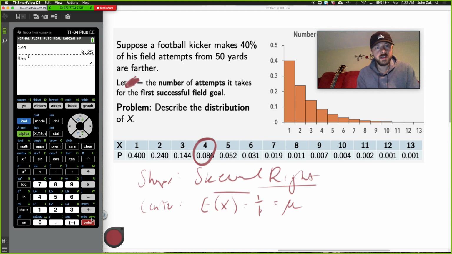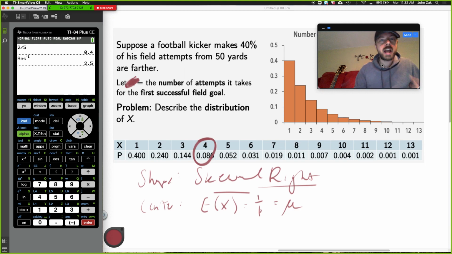Did I do 1 divided? I said 40% is 1/4. What am I even thinking? Well, 40% is 2/5. I'm just being silly. 2/5, which is 0.4, then the reciprocal of that is 2.5, which would mean on average, it should take me 2.5 attempts to have the very first time that I'll actually kick a field goal if I was this kicker. And so that's our center. It's always going to be 1 over p.